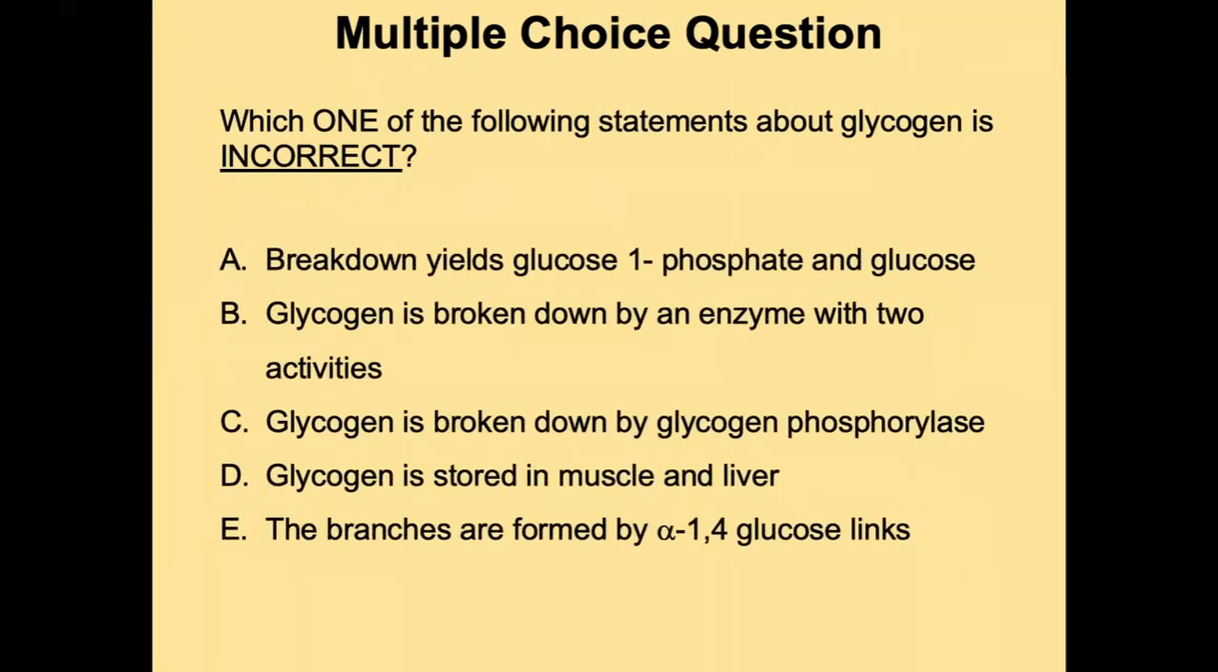So I have a quick multiple choice question for you now. Which one of the following statements about glycogen is incorrect? A, breakdown yields glucose 1-phosphate and glucose. B, glycogen is broken down by an enzyme with 2 activities. C, glycogen is broken down by glycogen phosphorylase. D, glycogen is stored in muscle and liver. Or E, the branches are formed by alpha-1,4 glucose links. Remember, I'm asking which one of these statements is incorrect. If you would like to have a go at the question, pause the video before I reveal the answer.